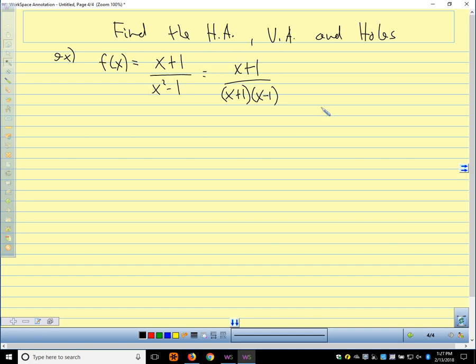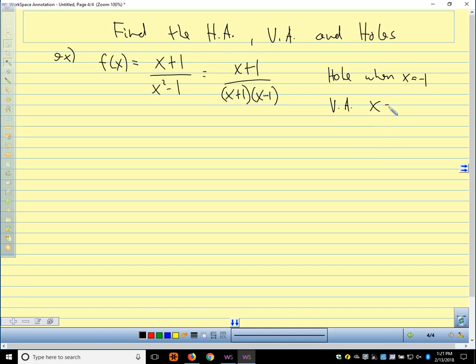Well, what do we see right away here? We have a hole. Hole when x equals negative 1, because the numerator and denominator are 0 at the same time. Our vertical asymptotes. Now, if there's a hole, the graph doesn't exist. So we can't have a vertical asymptote and a hole in the same place. So if it's a hole, it's just a hole. If it's a vertical asymptote, it's a vertical asymptote. So where's our vertical asymptote?